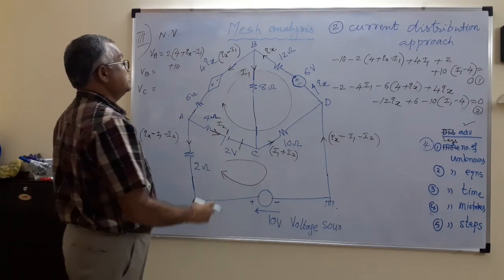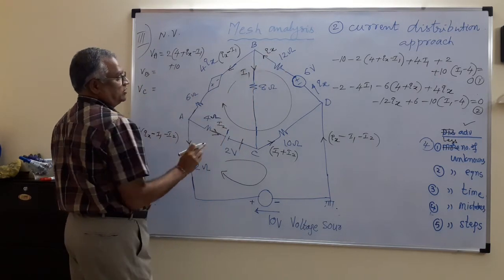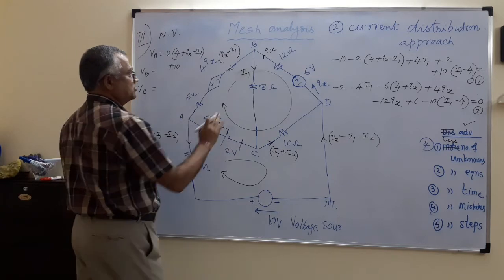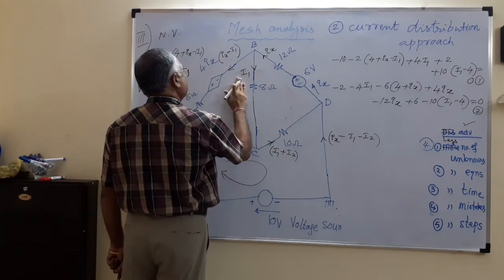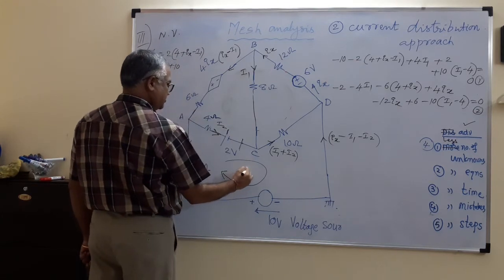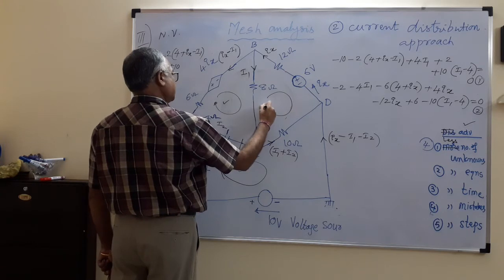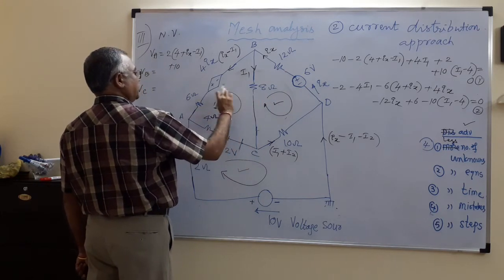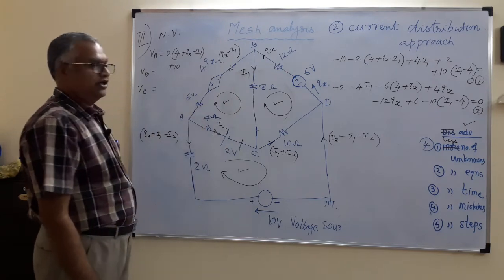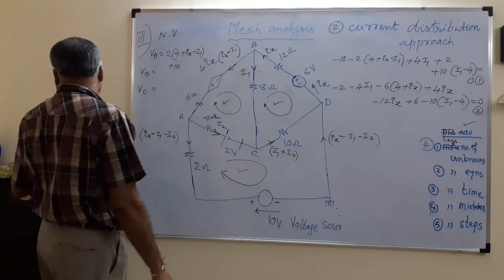So how many unknowns in this? Ix is there, I1 is there, I2 is there. 3 unknowns, 3 equations. What are those 3 equations? One equation is this, second is this, third is this. Why are we able to write here? Current source is not there, so you can write. So 3 unknowns, 3 equations. Like this you can do.